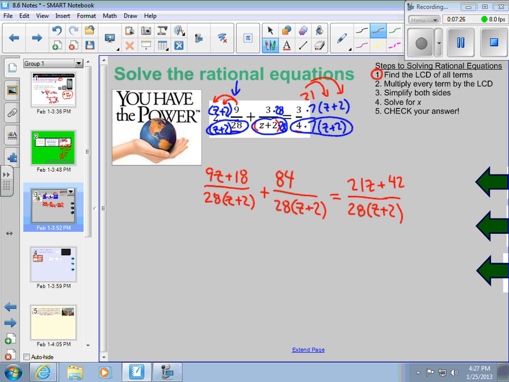Okay. Now, the right-hand side, we got a single fraction. On the left-hand side, we're adding two fractions. We have a common denominator. If we have a common denominator, we can add those together. So let's make that into a single fraction now with the denominator 28 times z plus 2.